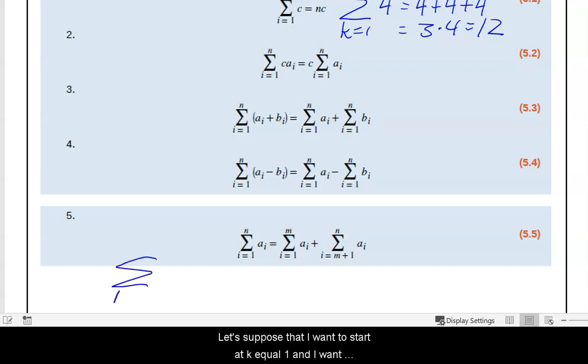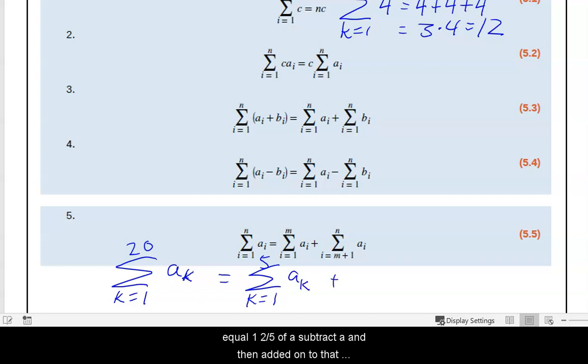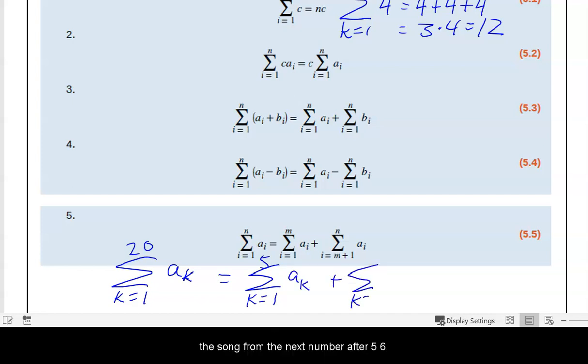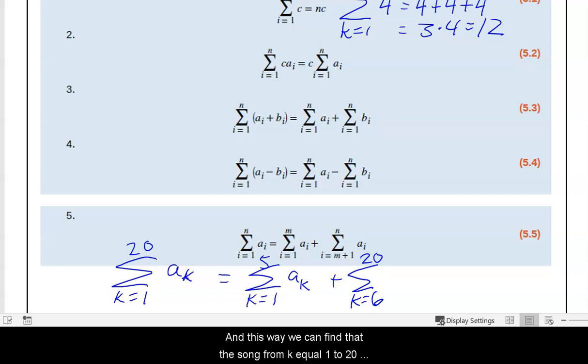Let's suppose that I want to start at k equal 1 and I want to go to 20, and I have some a sub k in here as the sum end. Wouldn't I get the same thing if I started and went from k equal 1 to 5 of a sub k, and then added on to that the sum from the next number after 5, 6, and went up to 20? In this way, we can find that the sum from k equal 1 to 20 is the sum of the sums from 1 to 5 and 6 to 20.